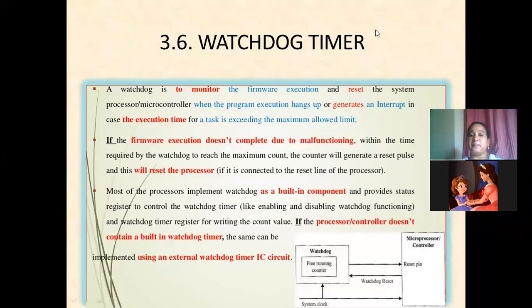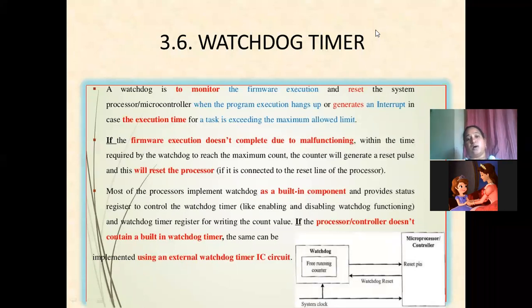If it doesn't complete the execution of the particular instruction within the specified maximum limit of time, what it will do is hang up the execution of the program. It hangs up there and generates the interrupt. So that is one of the works of the watchdog timer.